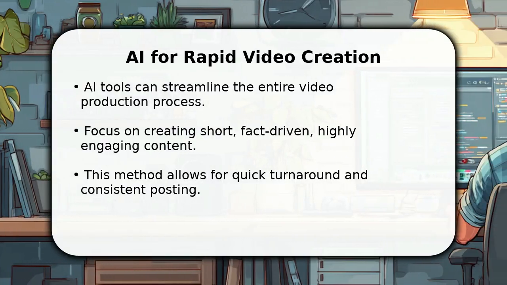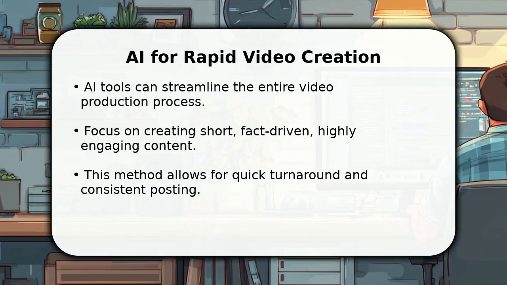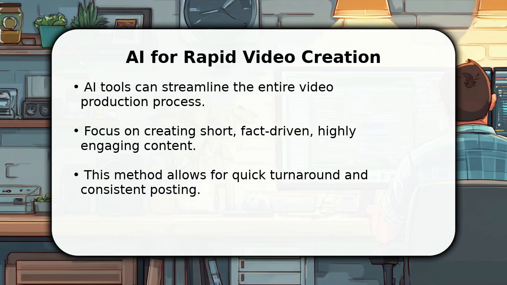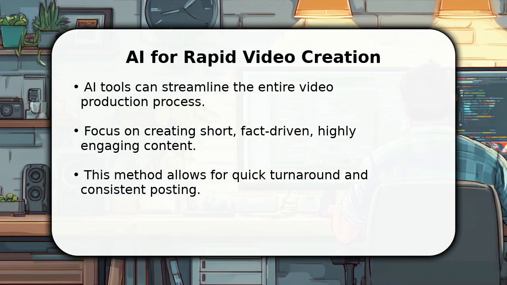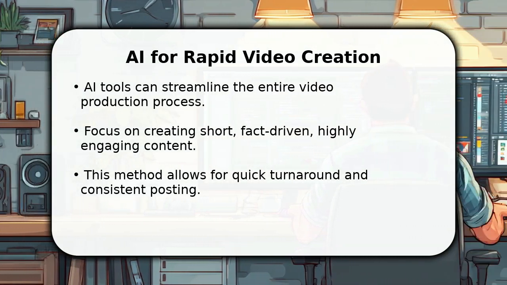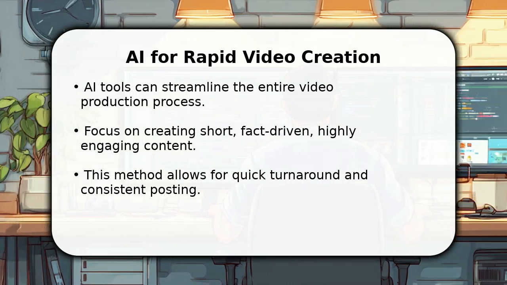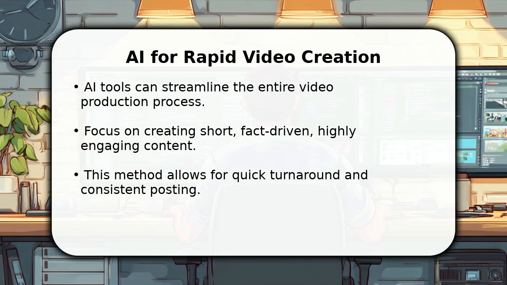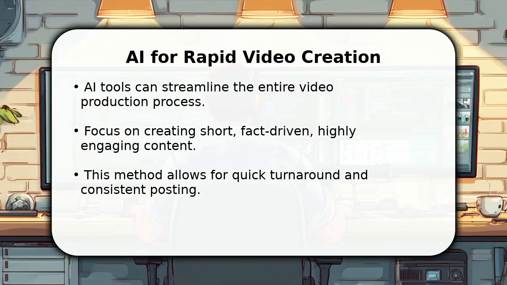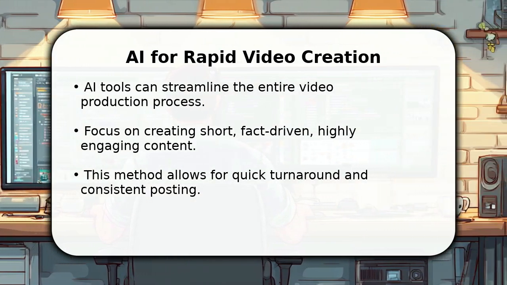In this video, I will explain how to make Zack films videos with AI. We will delve into leveraging artificial intelligence to produce captivating, short-form content efficiently. This approach enables creators to quickly generate scripts, voiceovers, and visuals, mirroring that distinctive, rapid-fire style.